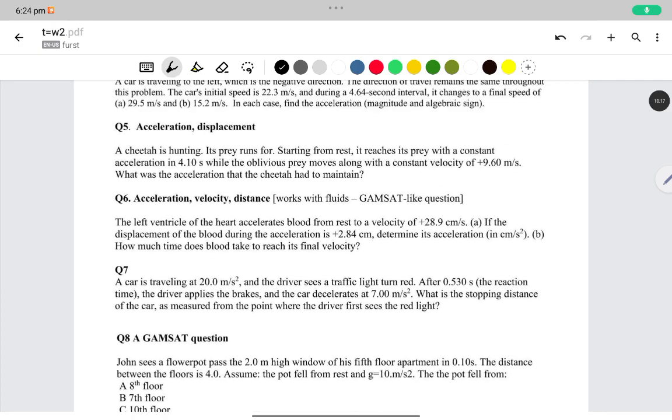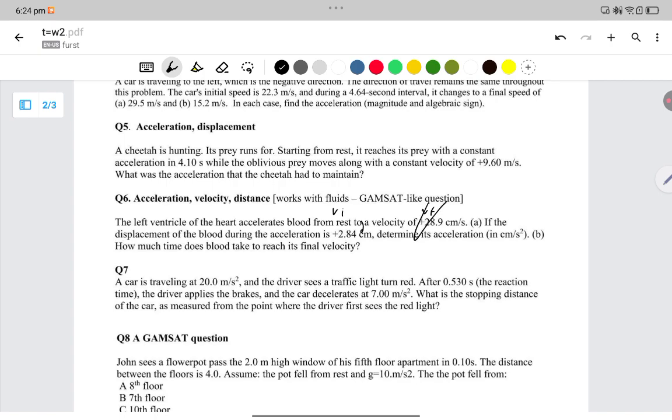Okay. The left ventricle of the heart accelerates blood from rest to a velocity of 28.9 centimeters per second. The displacement of the blood during the acceleration is 2.84 centimeters. Determine this acceleration. What do we have? We have the initial velocity at rest, 0. We have the final velocity, and we've also got the displacement.